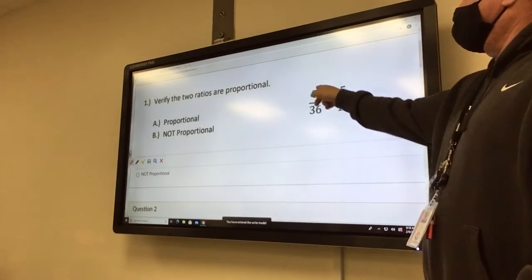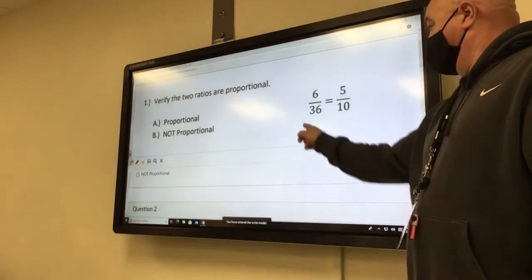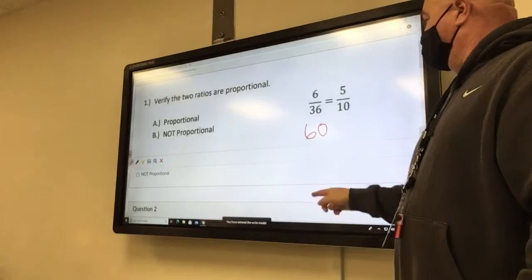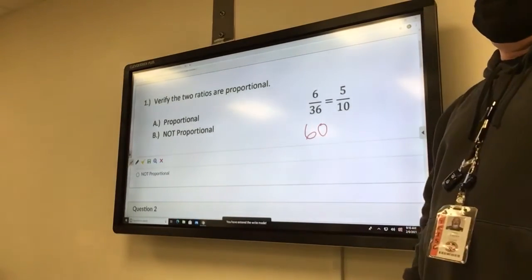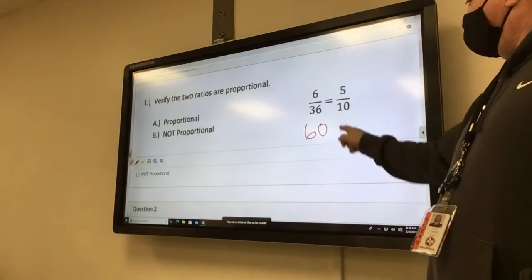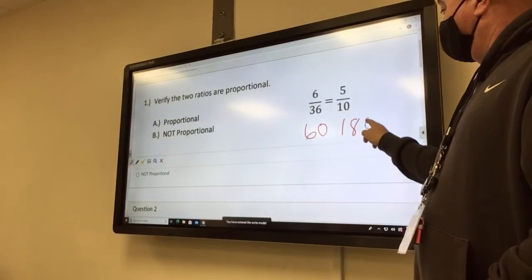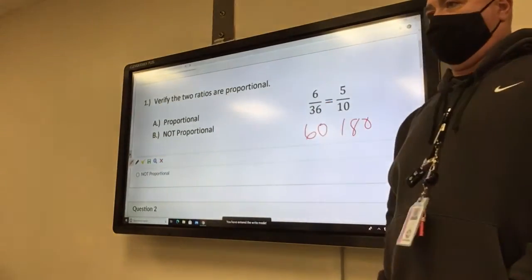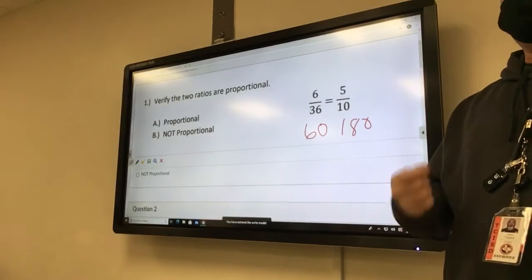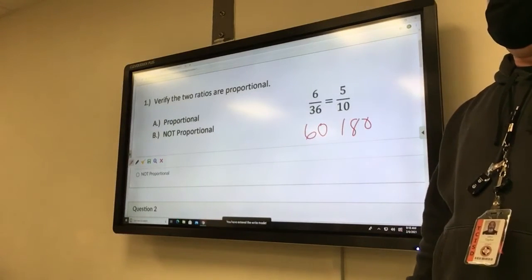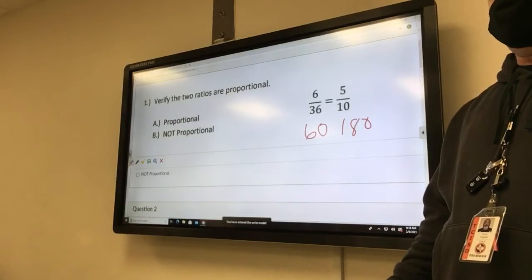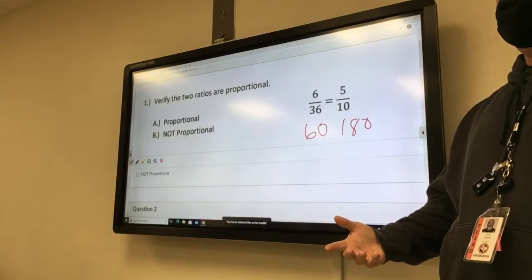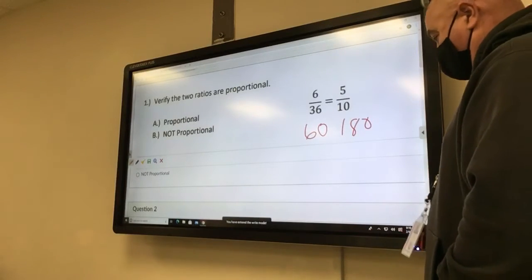So we go 10 times 6, which is 60. And we go 36 times 5. What's 36 times 5? 180. Are those two numbers equal to each other? No, so this is not proportional. That's the easiest way to do that problem. Does everybody understand? Anybody have any questions about that one? No? Fantastic.